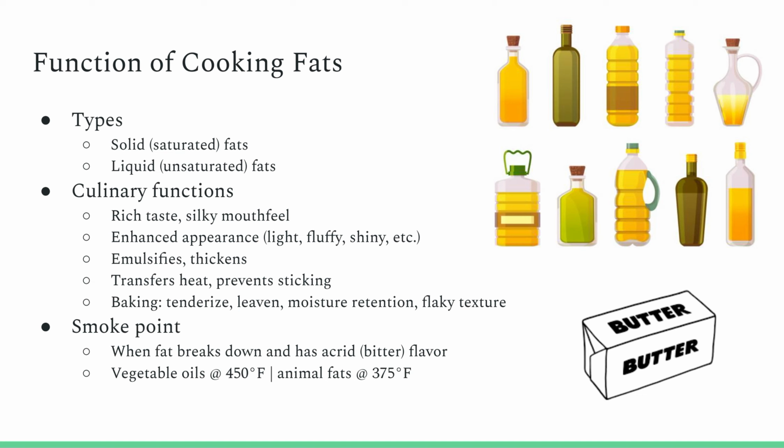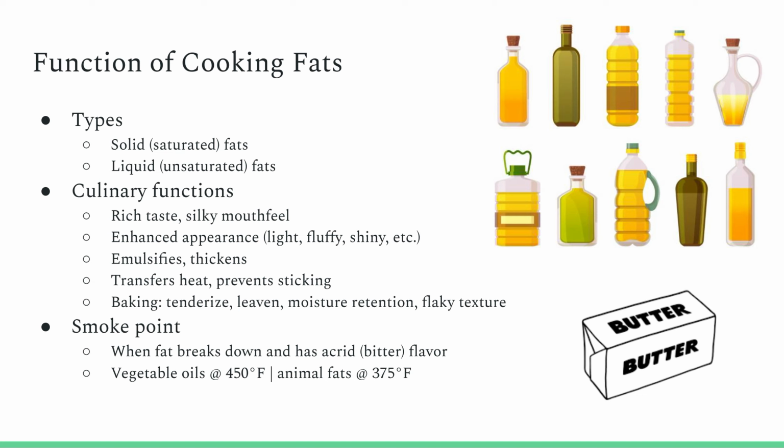It can make things light, fluffy, shiny. They also can emulsify and thicken. This helps to transfer heat and prevents food from sticking, so that you would see this in any kind of cooking pan that you're using. You always typically add oil. And in baking, this tends to tenderize, to leaven, moisture retention, and give a flaky texture, like in biscuits.